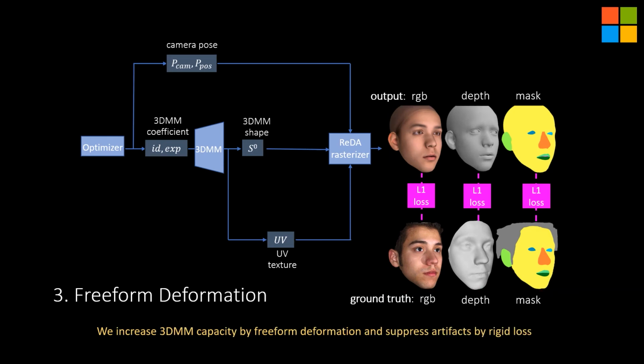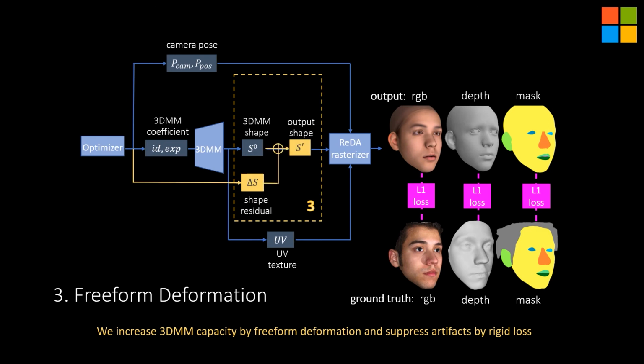As mentioned before, most 3D face reconstruction works rely on a geometry prior, such as 3DMM. To extend the capacity of those priors, we further include a free-form deformation layer by adding shape residuals. While free-form deformation gives us extra capacity, it can also cause more artifacts. We add as rich as possible constraints to ensure deformations are sensible.